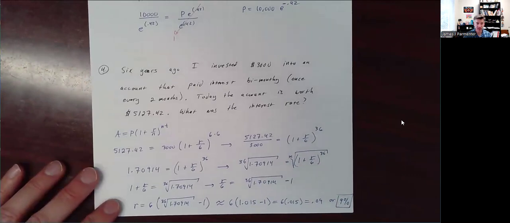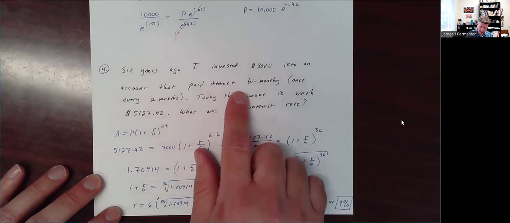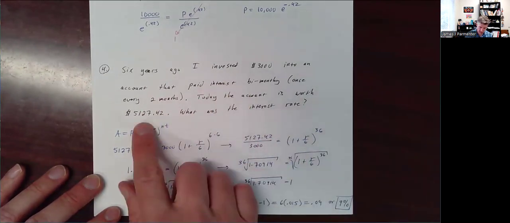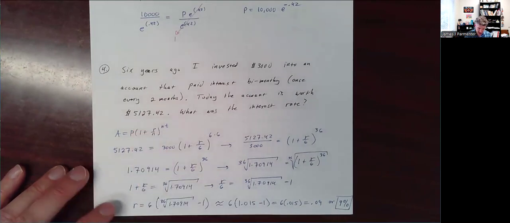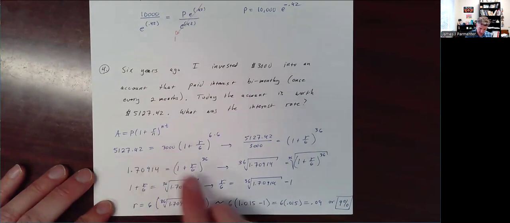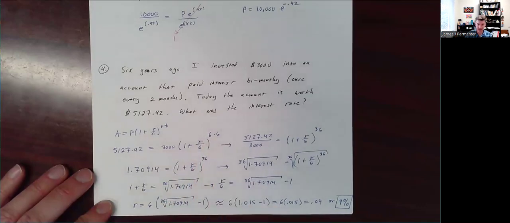So I said all the words, I'll say them again. I invested $3,000 into an account that paid interest bi-monthly. That's once every 2 months. So our n is 6. Today the account is worth this much money. What was the interest rate? So we set A equal to 5,127.42. Our P is 3,000. Our r is what we're trying to find. Our n is 6. And then both our n and our t are 6, which I know is kind of weird, but that's what we got.